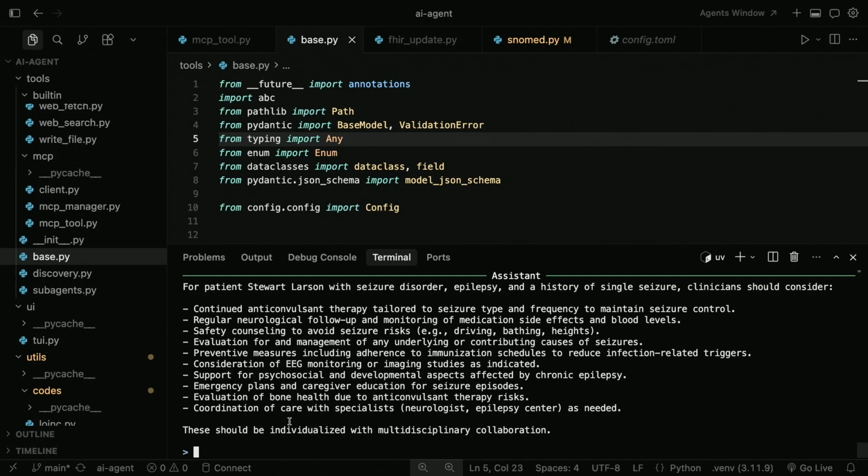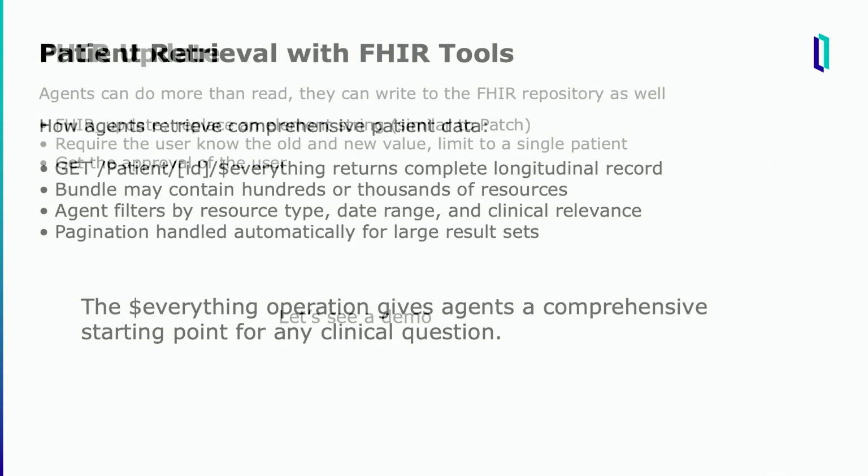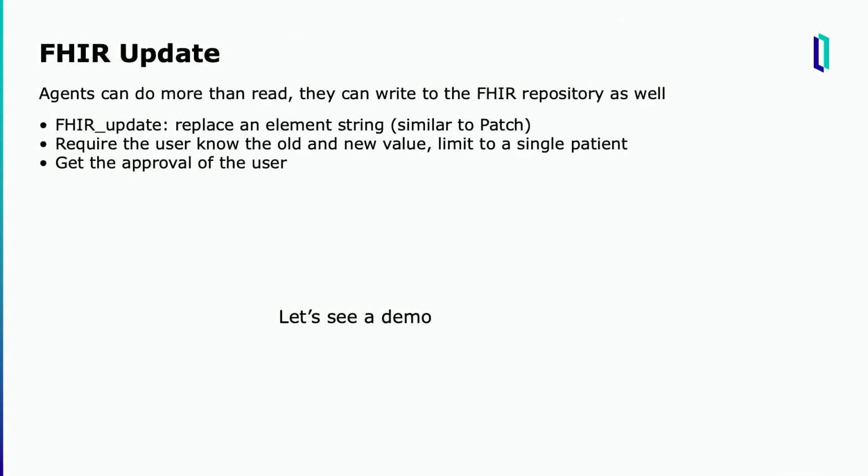All right, let's go back. So $everything gives us a comprehensive starting point. How about update operations? Okay, so this is where we've been doing up to now just read-only examples. And so now we're marking a transition to write operations. By that I mean we're going to want to update things, and this is where we need to have some guardrails. The architecture must change.